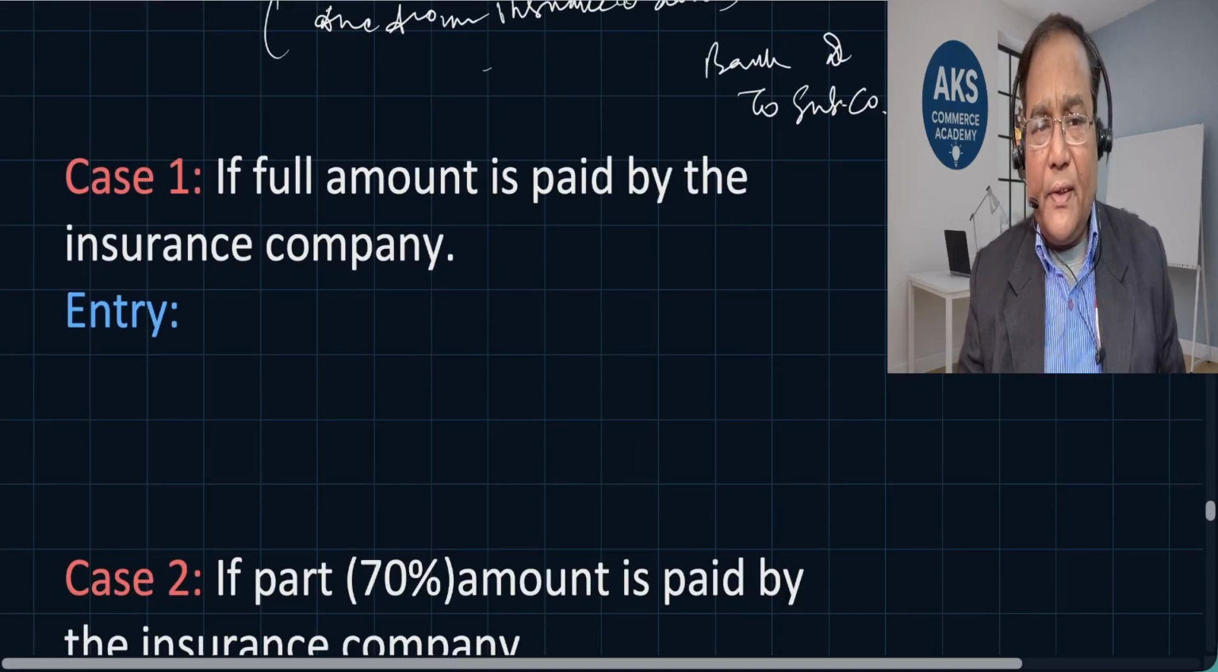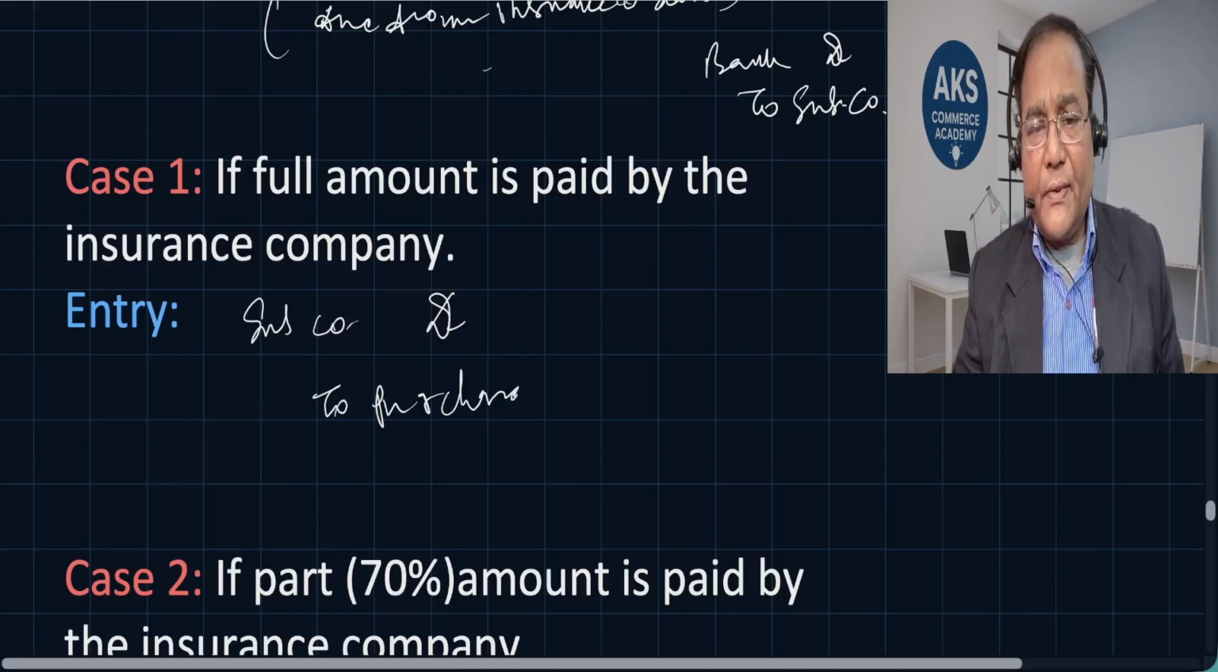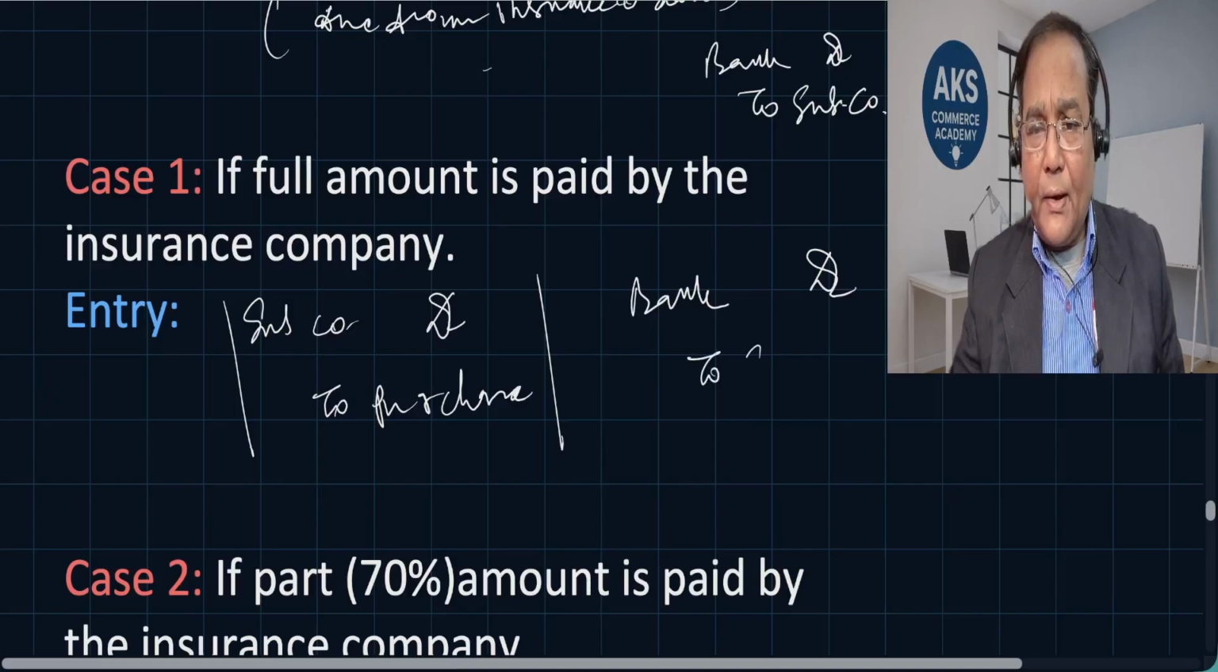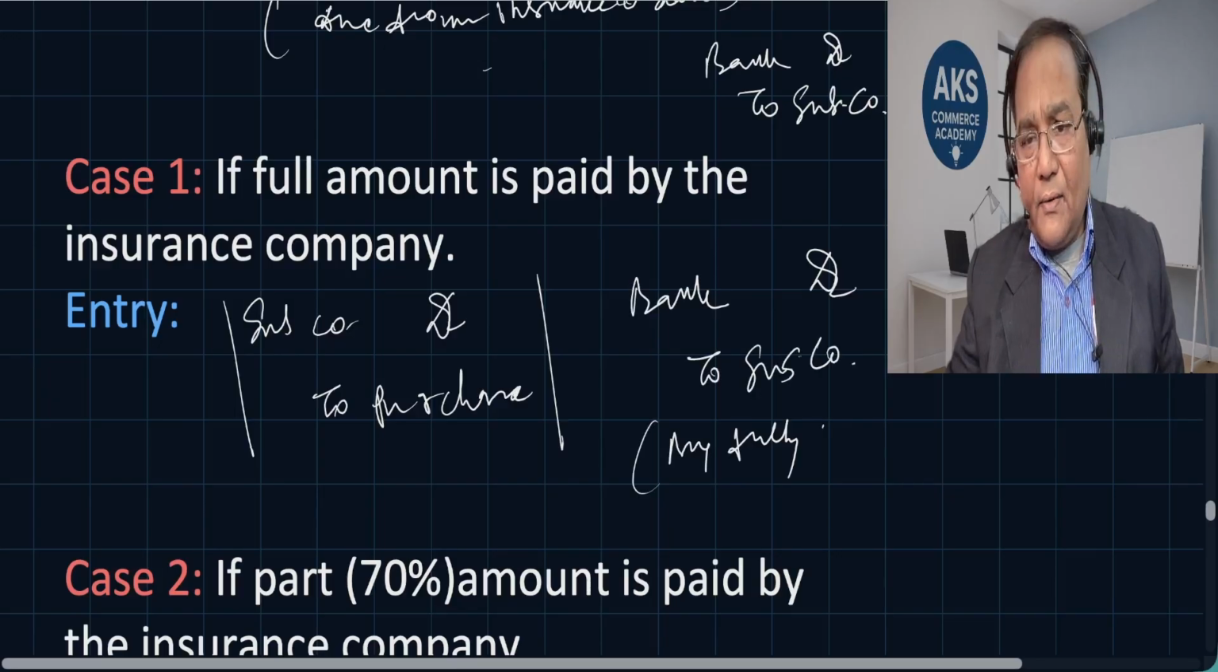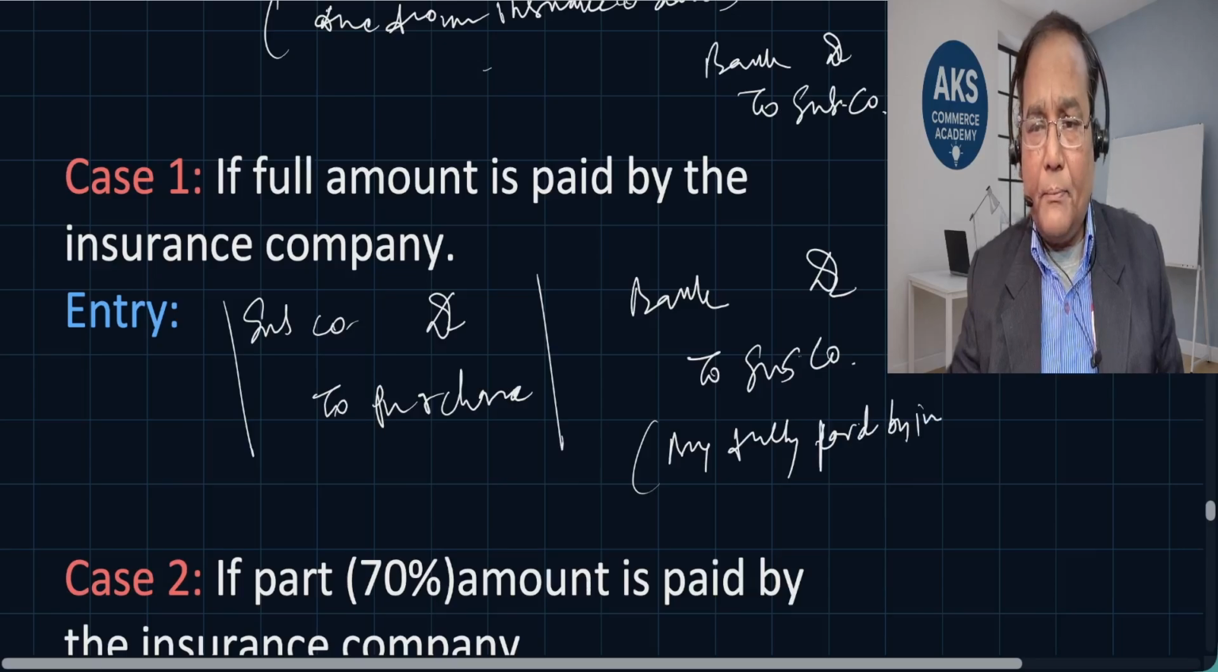So what is the entry that we are going to pass at the occurrence of the event? Insurance company debit to purchases. This is the original first entry that we are passing. When the insurance company pays the full amount, the entry we are passing is bank debit to insurance company. Being fully paid by the insurance company. I hope it is clear.